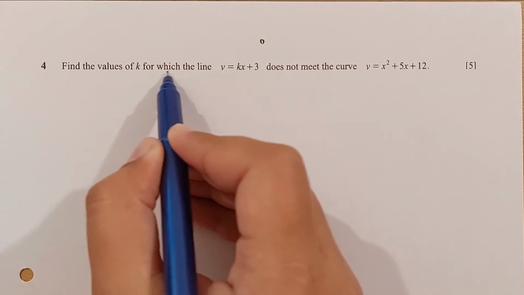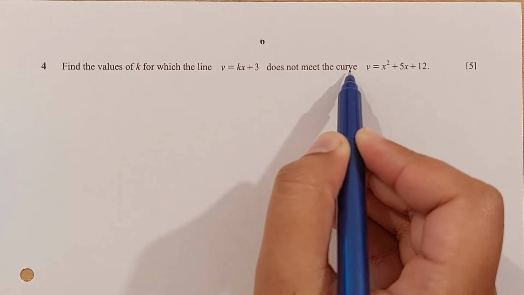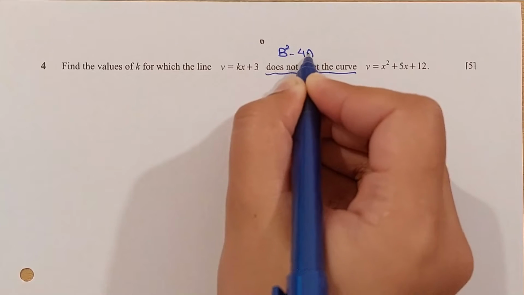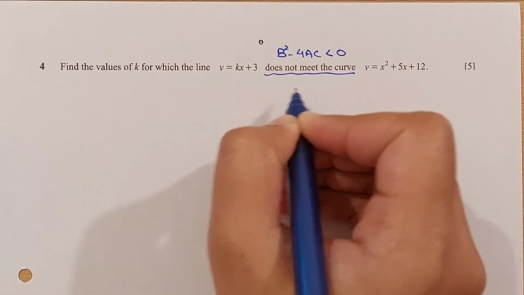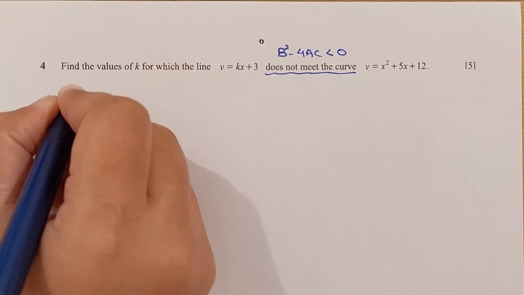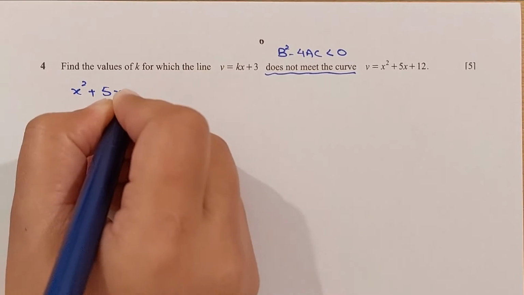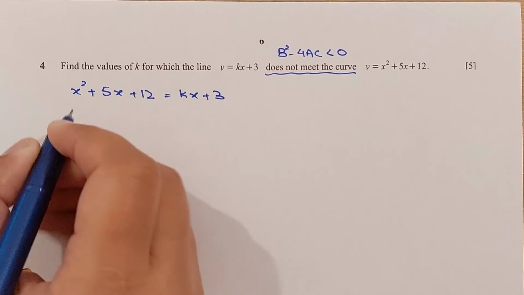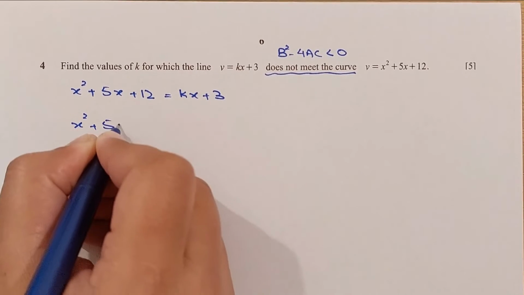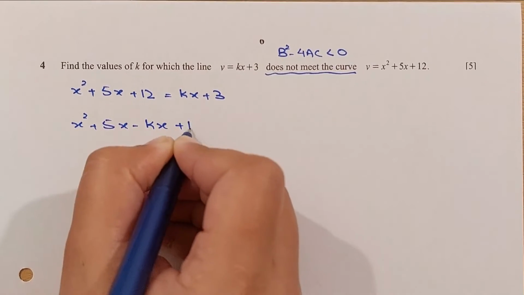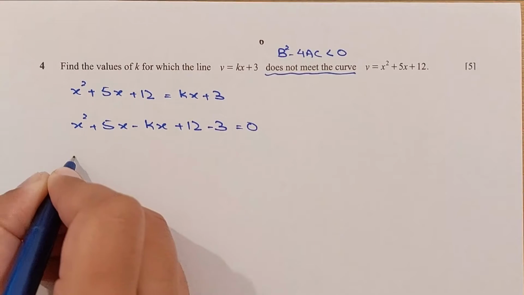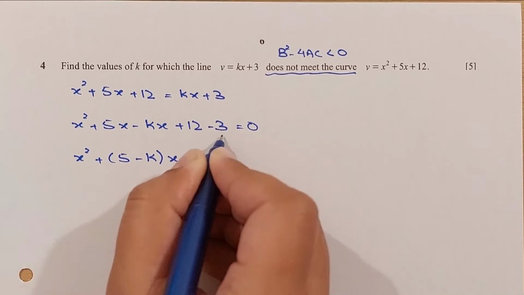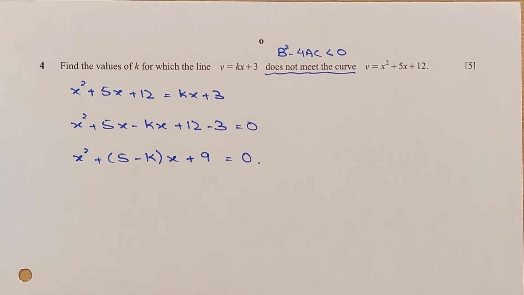Question number 4, find the values of k for which the line does not meet the curve. If it does not meet the curve, it means the discriminant b square minus 4ac is less than 0. It's negative. First we need to find x square, put both of them equal: 5x plus 12 equals kx plus 3. We have to find the values of k. So x square plus 5x minus kx plus 12 minus 3 equals 0, which is x square plus (5 minus k) x plus 9 equals 0, right?